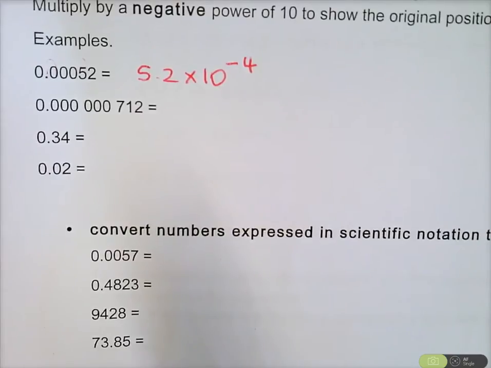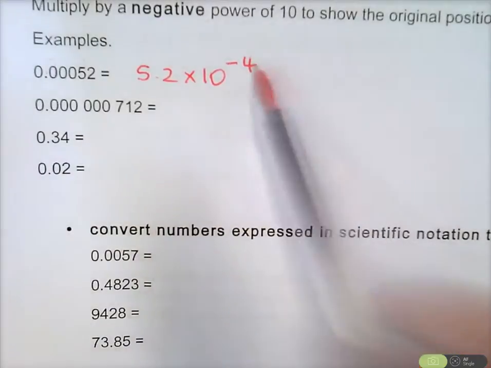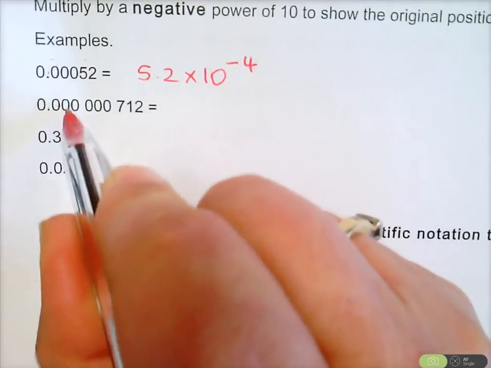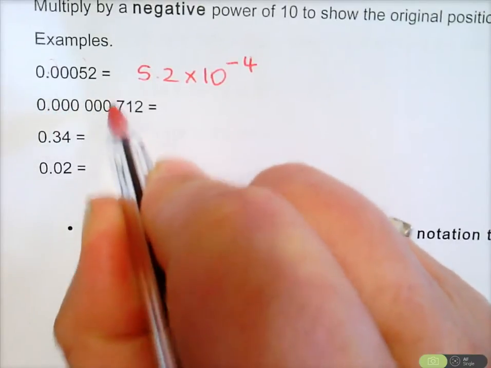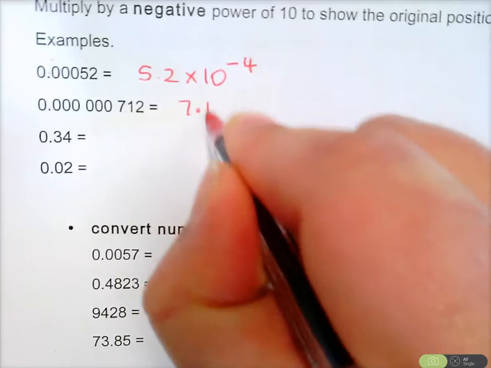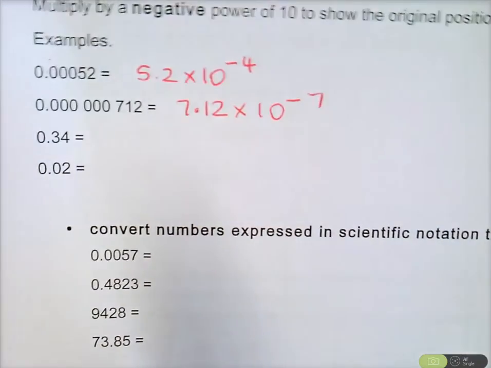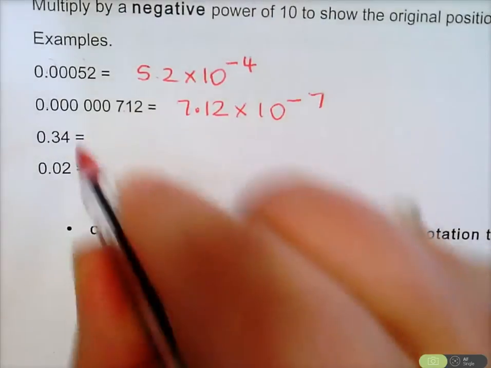Anything less than 1, negative powers. The number is how many jumps you had to make from where the decimal point is. With a decimal, you can see the decimal point, but with a whole number, you can't see the decimal point. It's at the end. Okay? So this one, how many jumps? 1, 2, 3, 4, 5, 6, 7 gives me 7.12 times 10 to the negative 7. What about the 0.34? How many jumps?